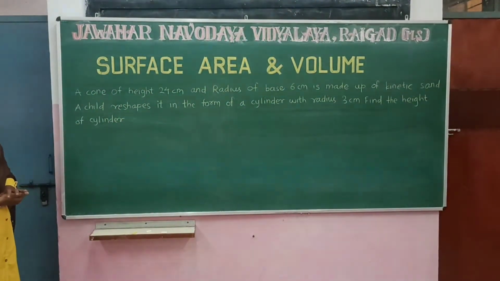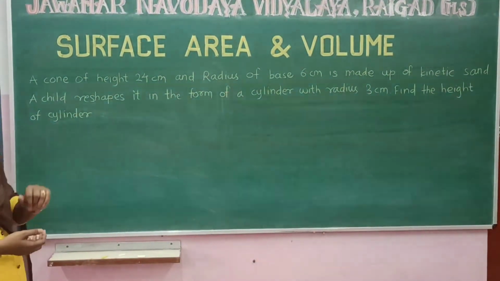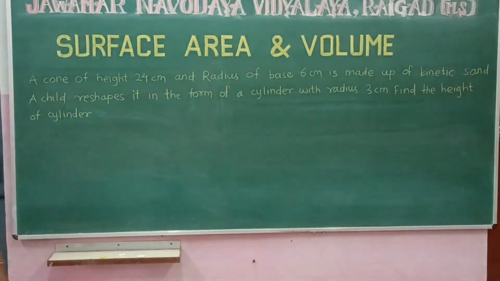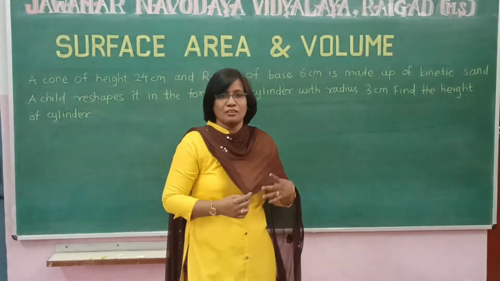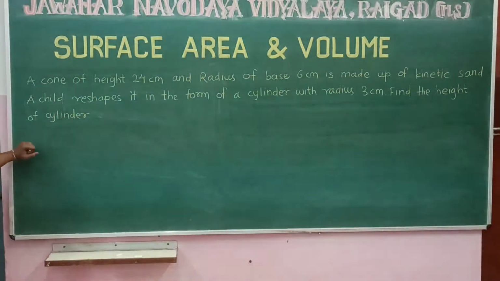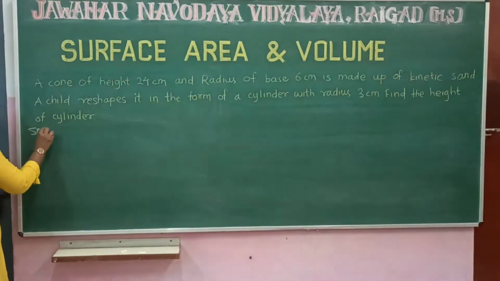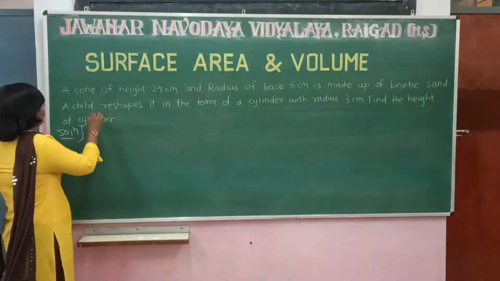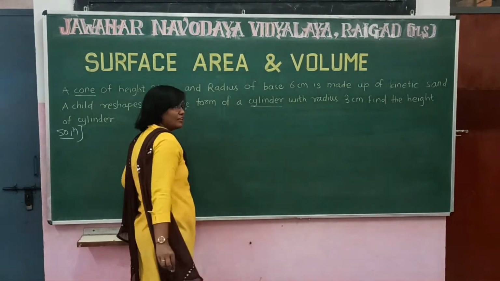A cone of height 24 centimeter and radius of base 6 centimeter is made up of kinetic sand. A child reshapes it in the form of a cylinder with radius 3 centimeter. We are supposed to find the height of the cylinder. So how to solve this sum? Let us see. Two solid figures are involved here. One is the cone and the other one is the cylinder.